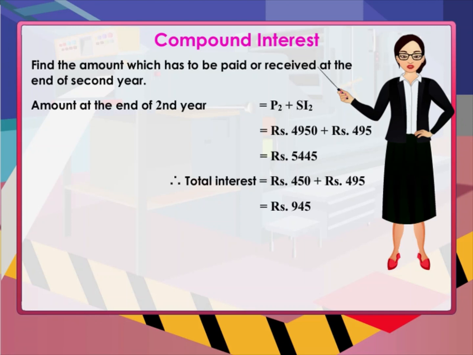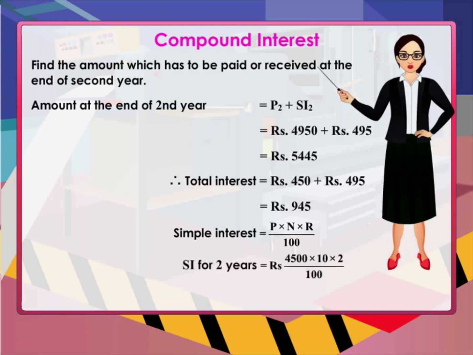You may get a doubt whether compound interest is the same as simple interest. Now let's calculate to clarify this issue. As you know, the formula for simple interest is PNR by 100. Simple interest for 2 years is equal to rupees 4,500 into 10 into 2 whole divided by 100. Cancel the zeros in the numerator and denominator. Now multiply 45 into 10 into 2, we get rupees 900.